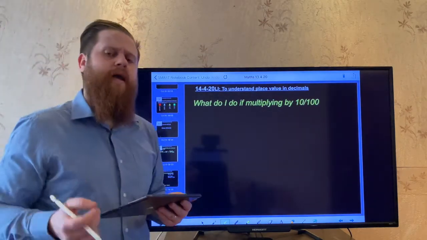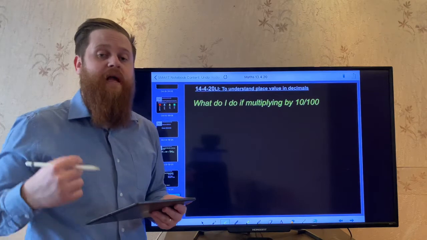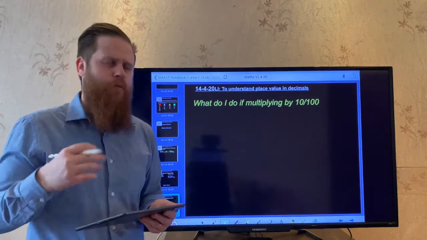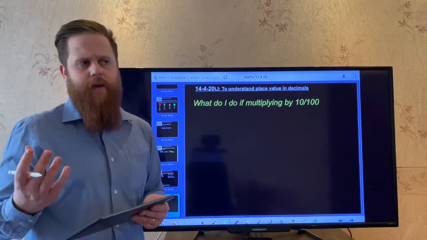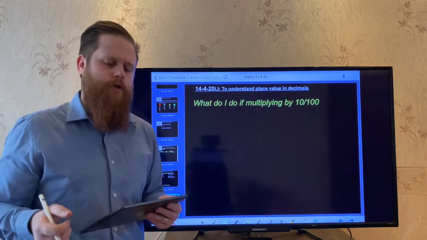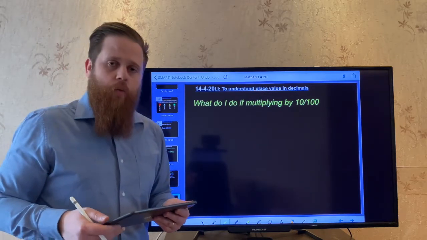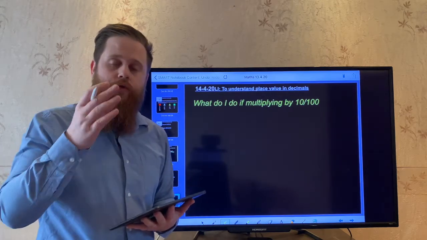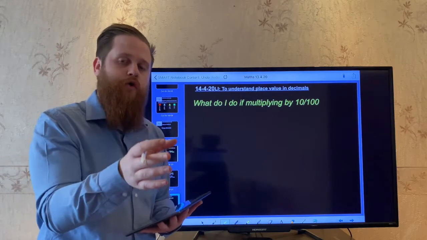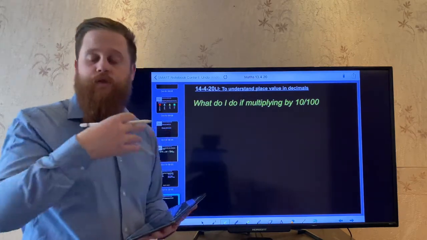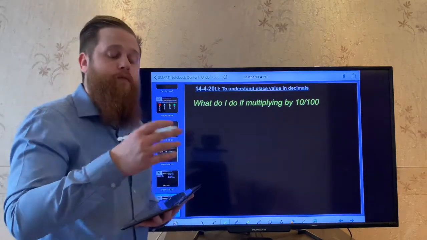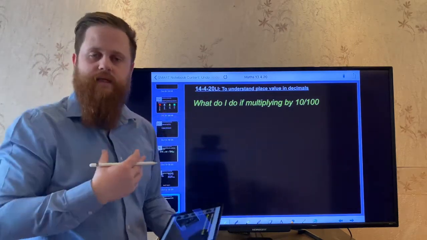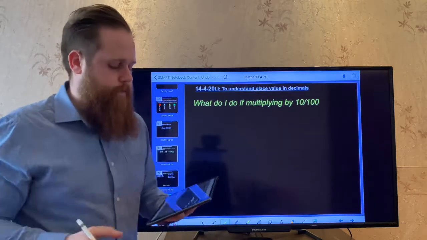What do I need to do when multiplying by 10 or 100? Have a think to yourself. Multiplying by 10, what would you do with the numbers? Multiplying by 100, what would you do with the numbers? Okay. What you should be thinking right now, Year 6, is if I'm multiplying by 10, the numbers move 1 place value column to the left. If I'm multiplying by 100, okay, they move 2 places to the left. 1,000, 3 places to the left, okay, and so on and so forth.